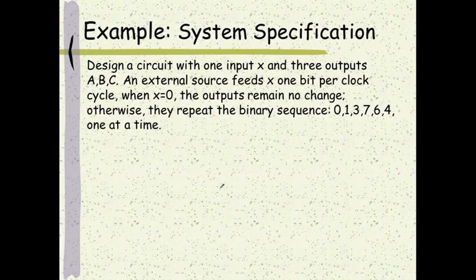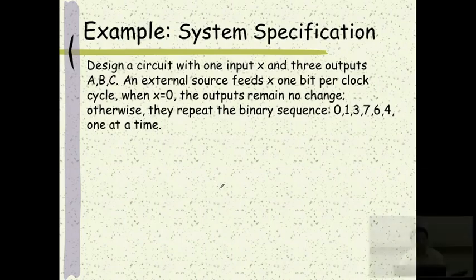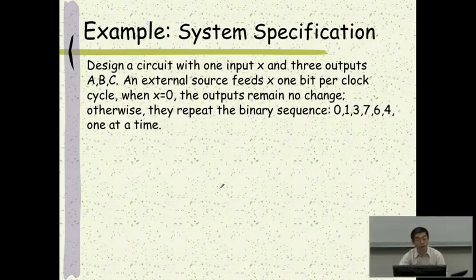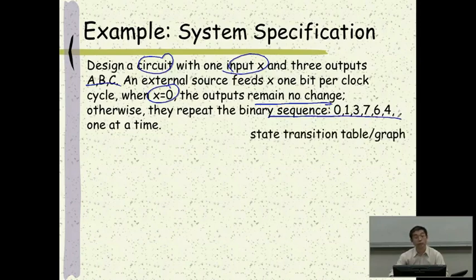So now let's use a small example to see how we can specify sequential systems. We want to design a circuit with 1 input X and 3 outputs A, B, C. The X will have 1 bit per clock cycle. When X equals 0, the output remains unchanged. When X equals 1, it's going to repeat the binary sequence 0, 1, 3, 7, 6, 4, one at a time. So what we want to do is draw the state transition table.